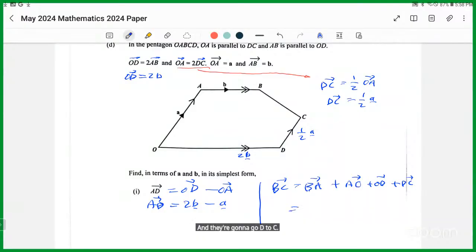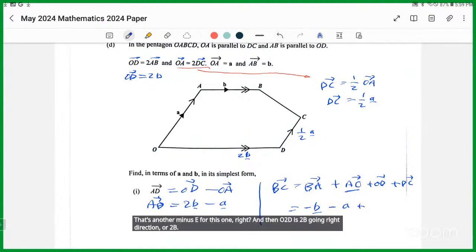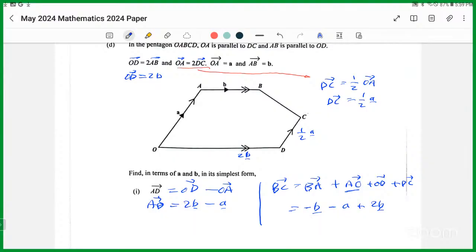So the B to A is a minus B, because I go in the opposite direction to the B. So it's a minus B first. Then the A to O again is a minus A, I go in the opposite direction to the A. So that's another minus A for this one, right? And then O to D is 2B, going in the right direction now. It's a plus 2B. And then D to C, going in the right direction, is half of an A.